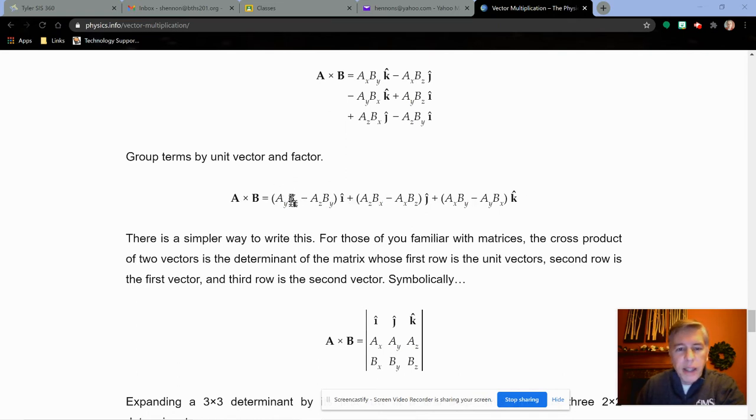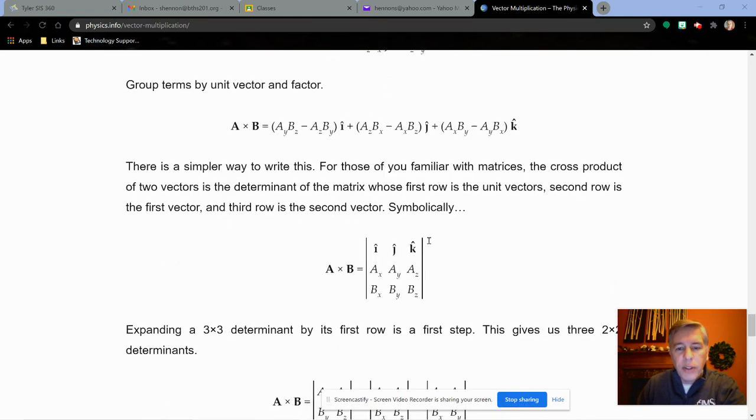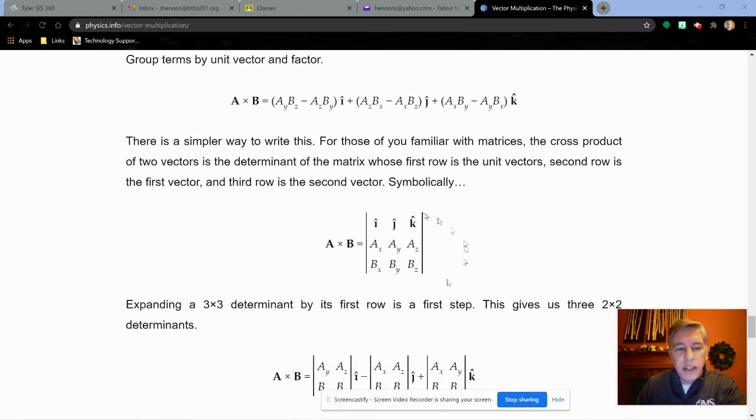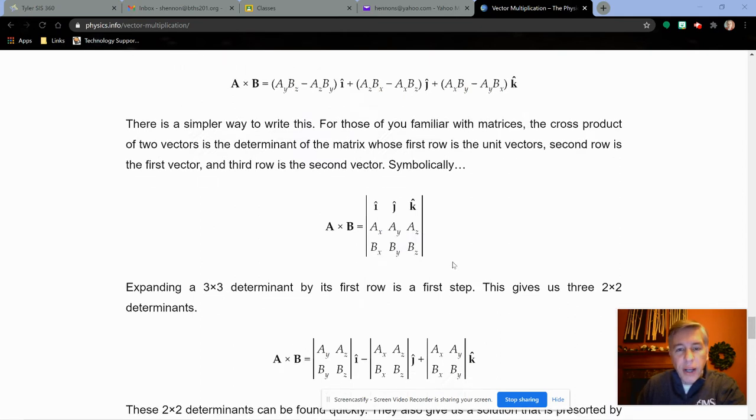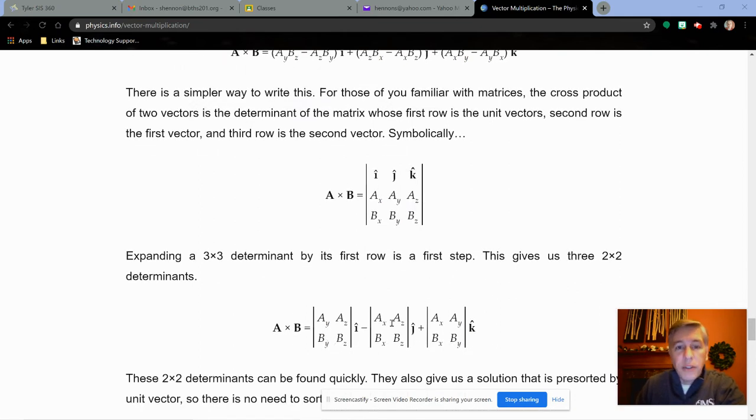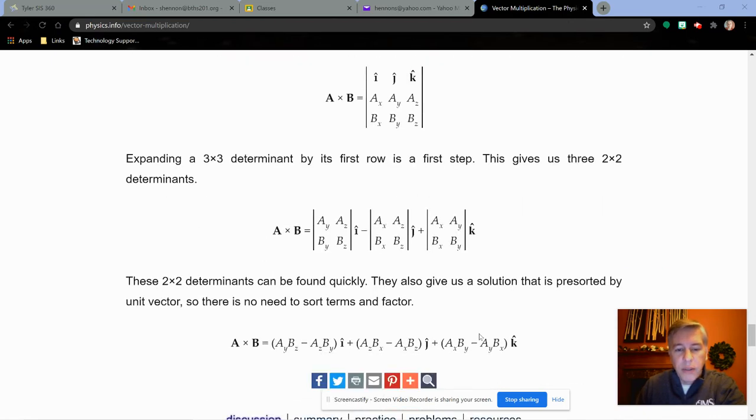But this ay times bz minus az times by, that's actually very important. You're actually finding the determinant of this 3 by 3. So if you actually write this, another way we're going to write the cross product is with i, j, k, ax, ay, az, and then bx, by, bz, and that'll kind of work from there. So that's another way to do it. When we get into more complicated vectors, we'll probably deal a little bit with that. So that kind of deals with the basics of it.